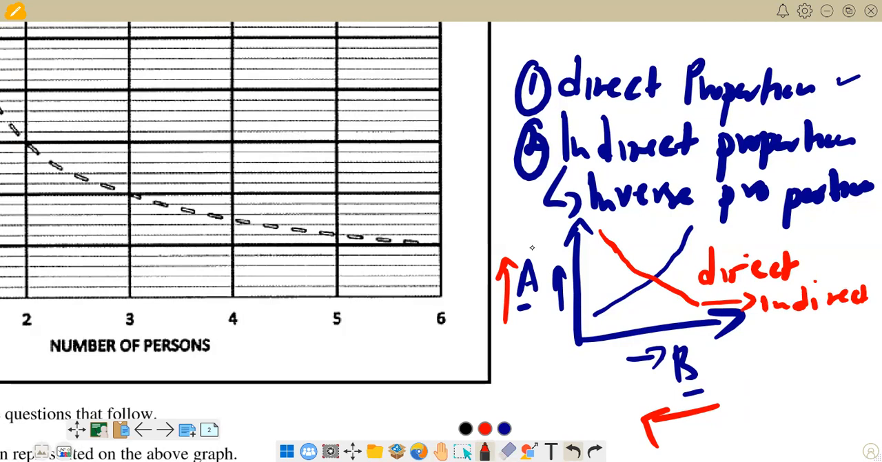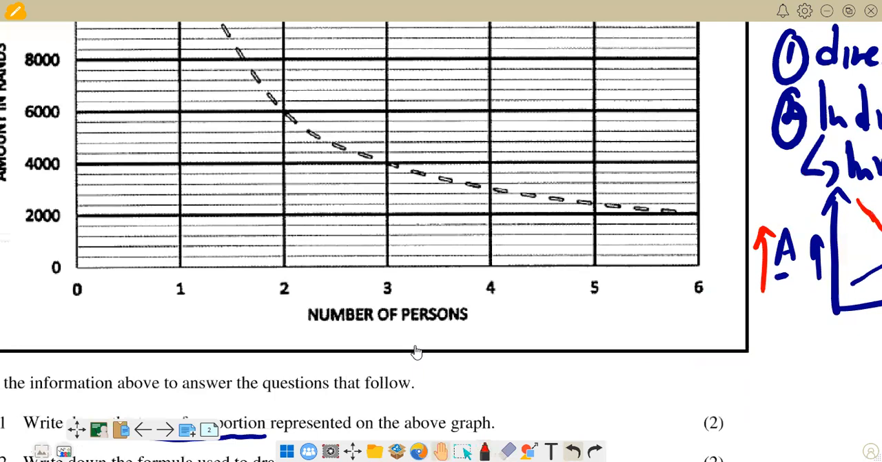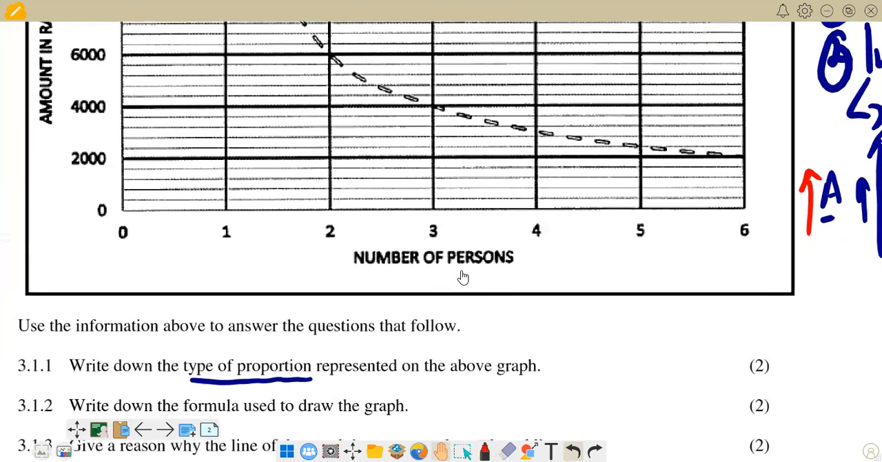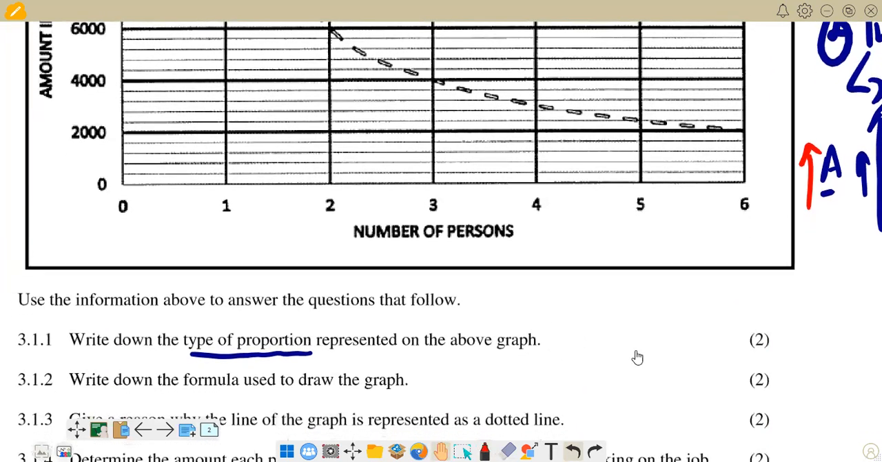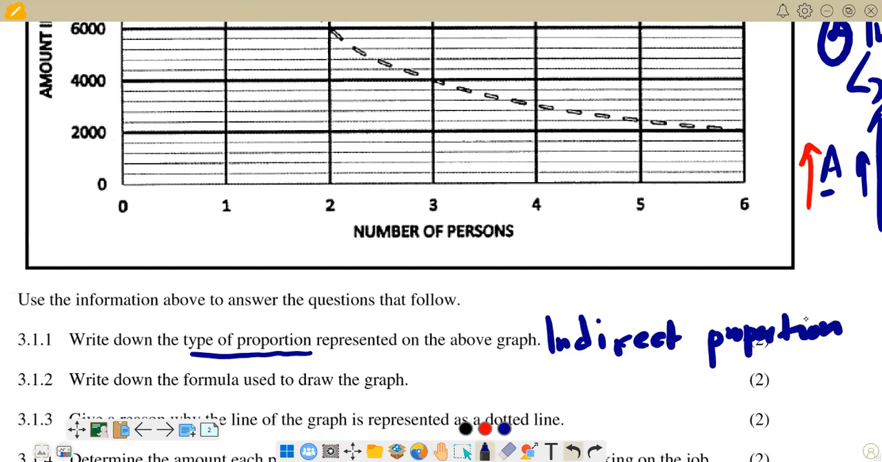So if you go back to our curve, you would see that our curve is a typical indirect proportion. So for 3.1.1, we are going to see that it represents an indirect proportion. So maybe we can just write here that it's an indirect proportion.